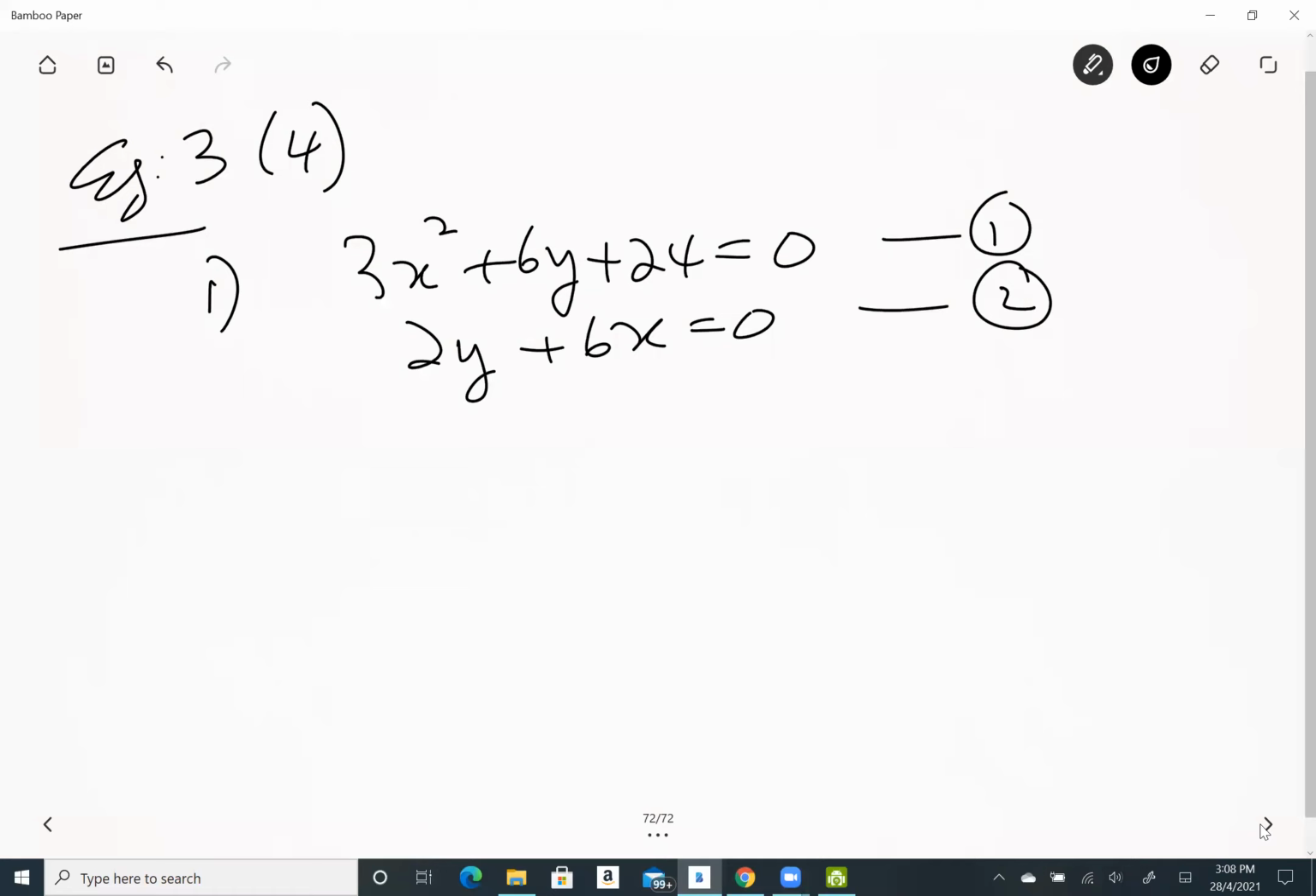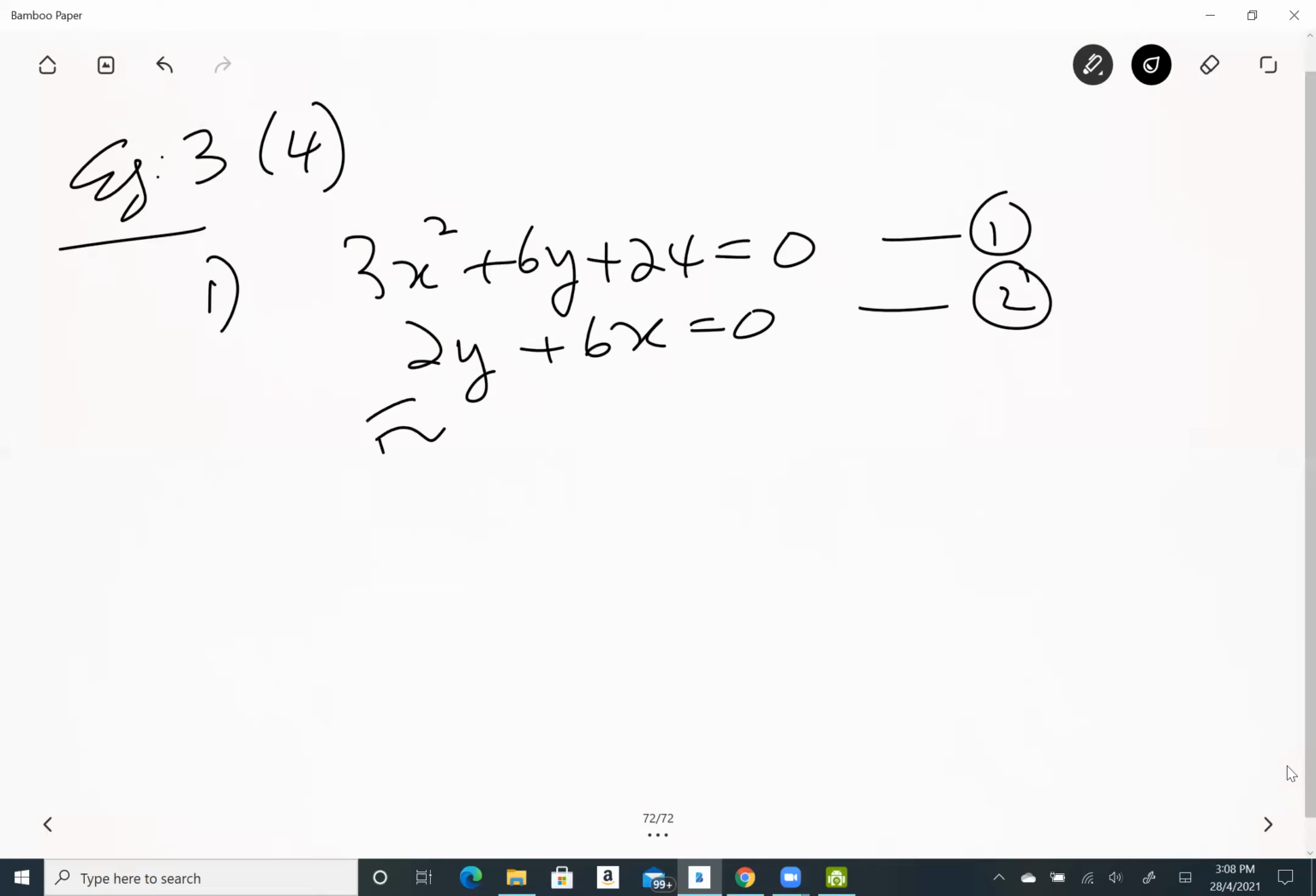So here you'll see both variables appear in each of them. And then the other one is a quadratic, where x is to the power of 2. So how do we do this? Where do we start? You have to start with something that you can write x in terms of y, so that you can solve one of the variables. You can start with 1, but that will be difficult because you got x squared. So you start with number 2.